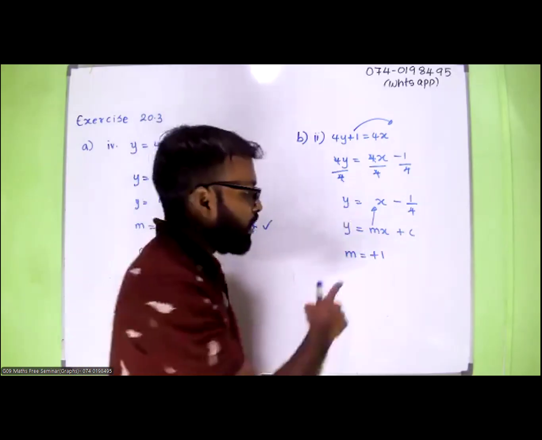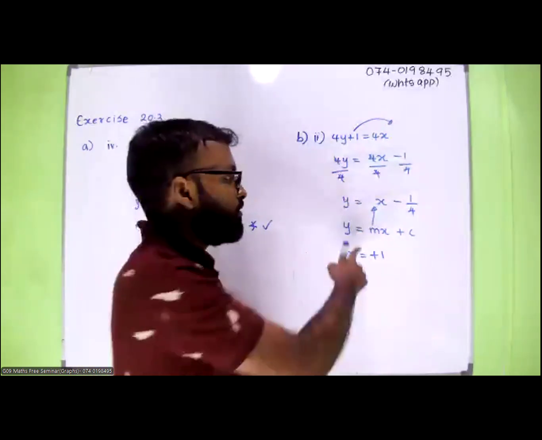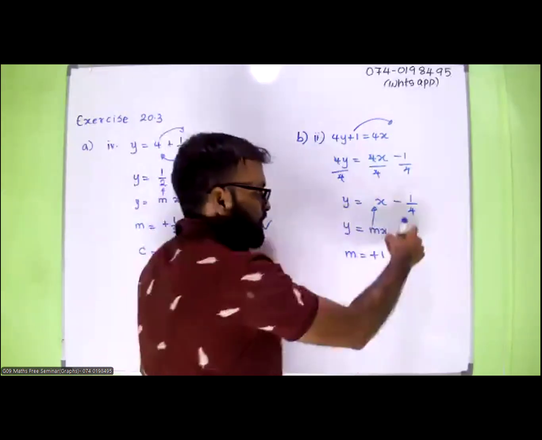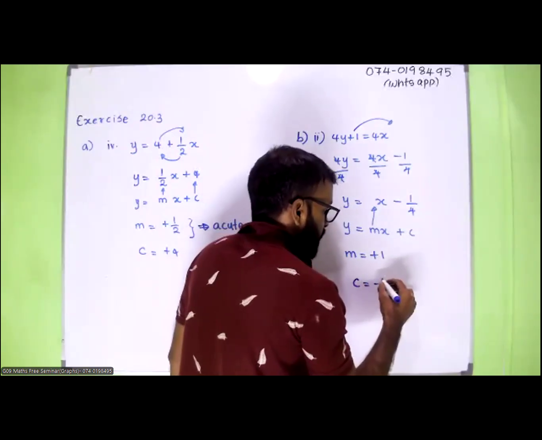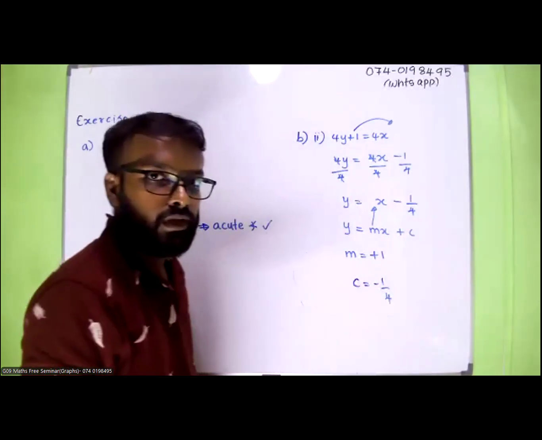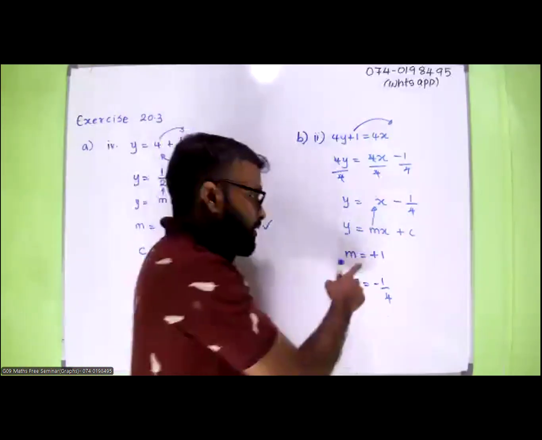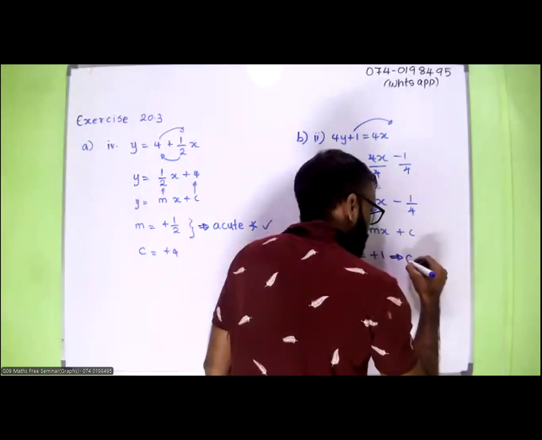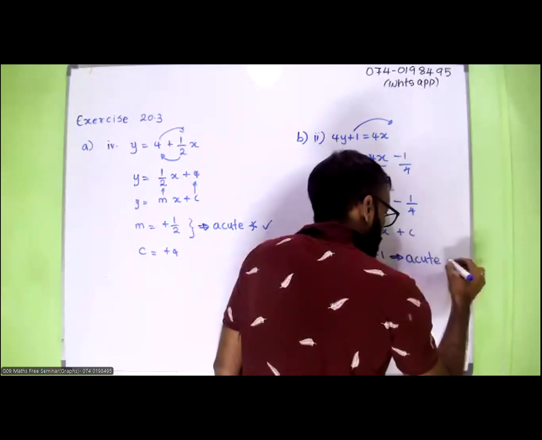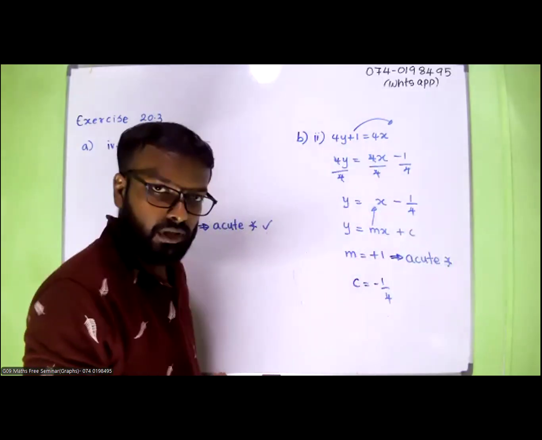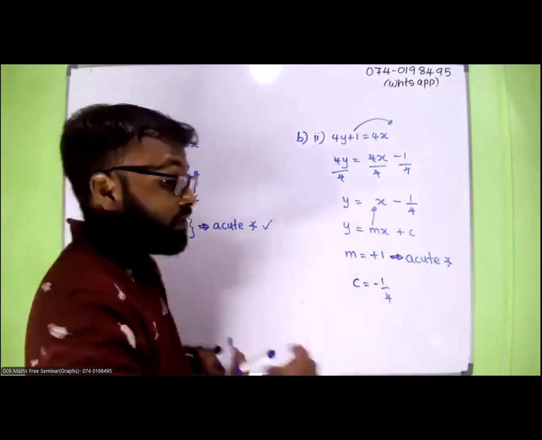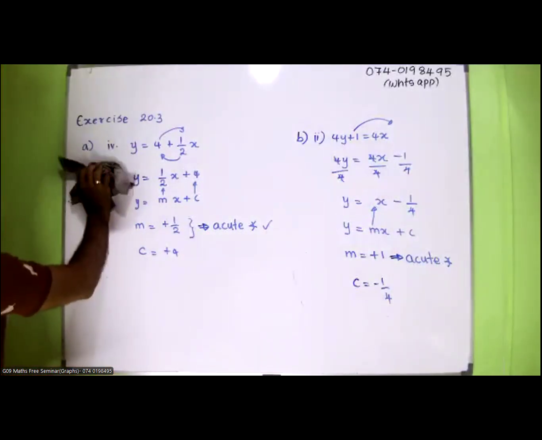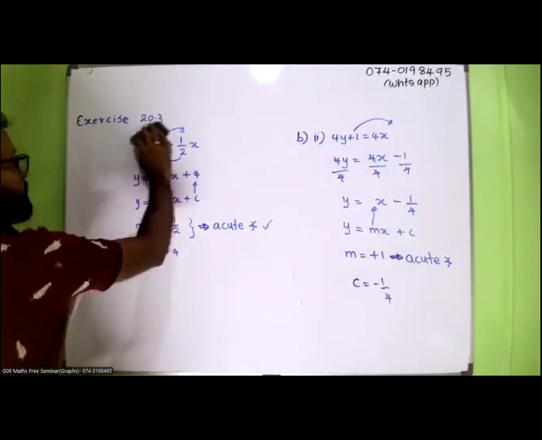You have to write with the positive sign or the negative sign whether it is given here or not. Positive 1. Then the c, intercept is minus 1 upon 4. This is a positive acute angle with the positive direction of the x-axis. So that is done. That is exercise 20.3, first question, parts A and B, for an example. So you guys can do the others.